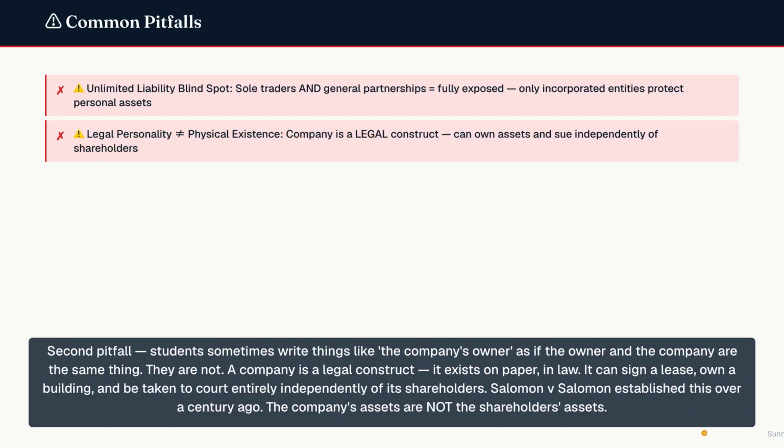Second pitfall: students sometimes write things like "the company's owner," as if the owner and the company are the same thing. They are not. A company is a legal construct. It exists on paper, in law. It can sign a lease, own a building, and be taken to court entirely independently of its shareholders. Salomon v.